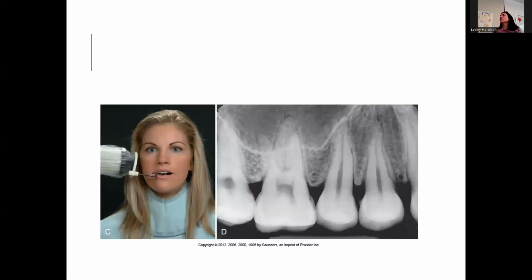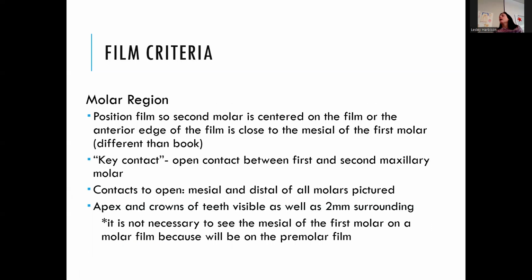That's just another example of it there. For the molar, position the film so that the second molar is centered on the film, or the anterior edge of the film is close to the mesial of the first molar. That's different from the book. I still say just focus on the second molar.